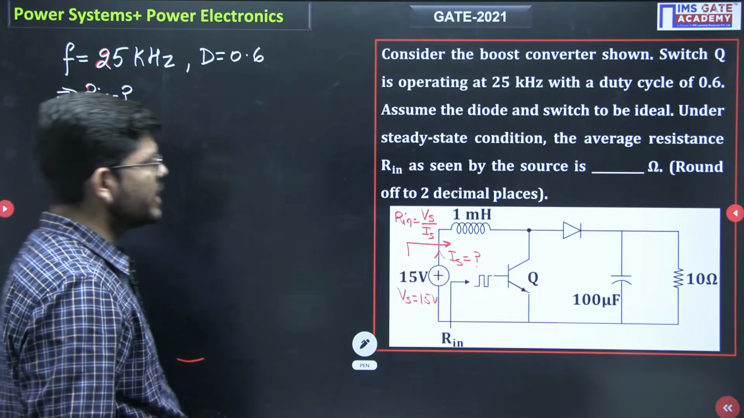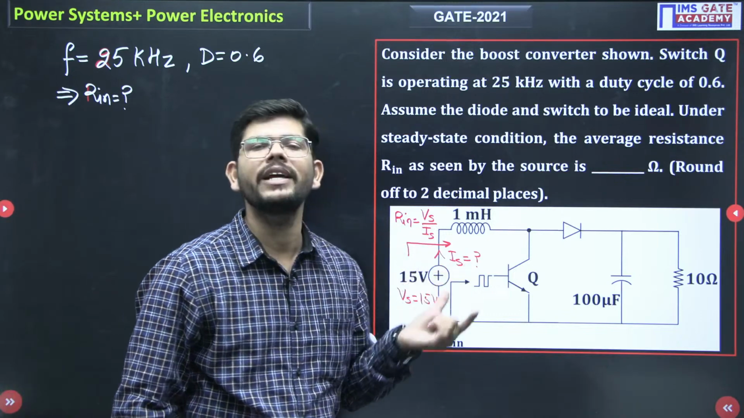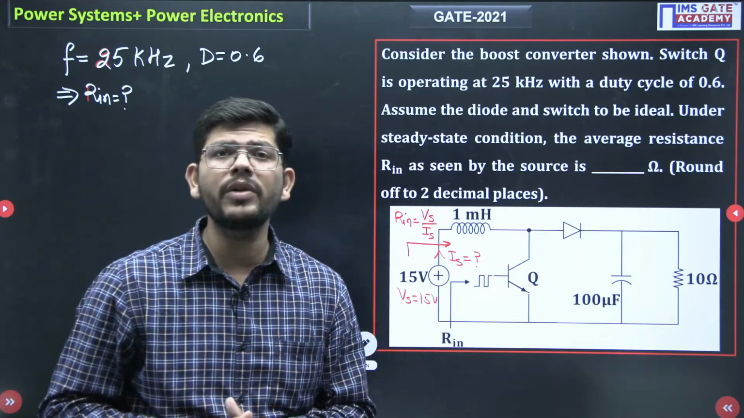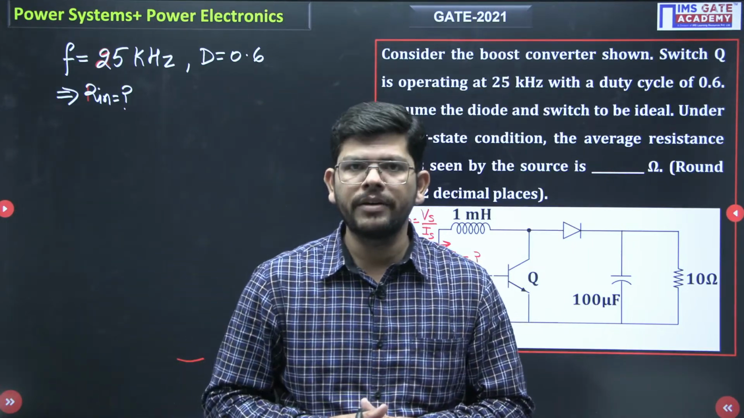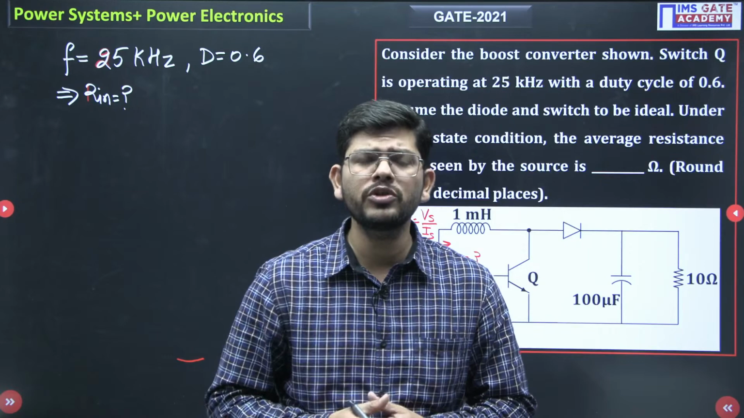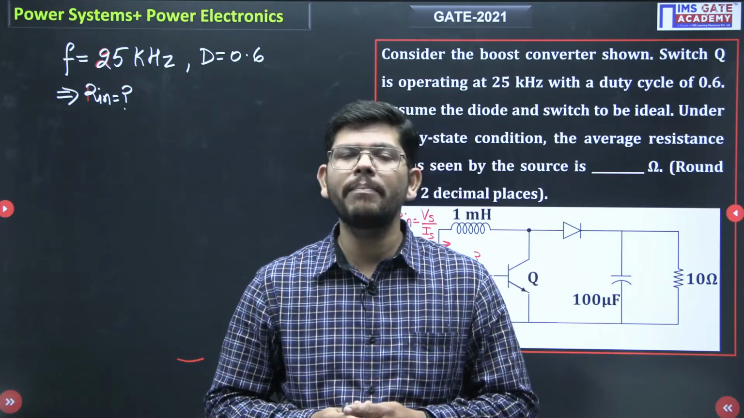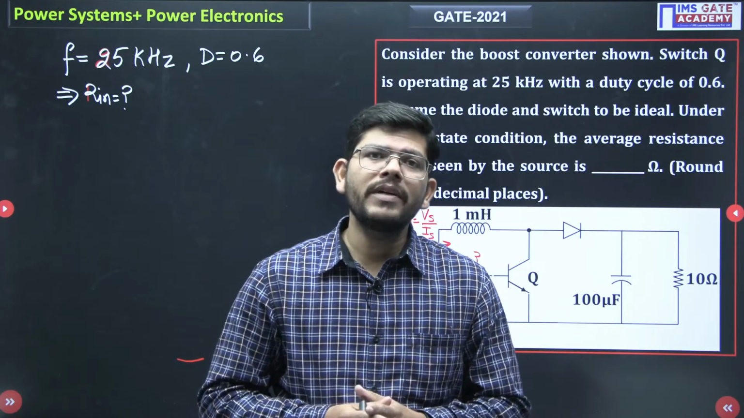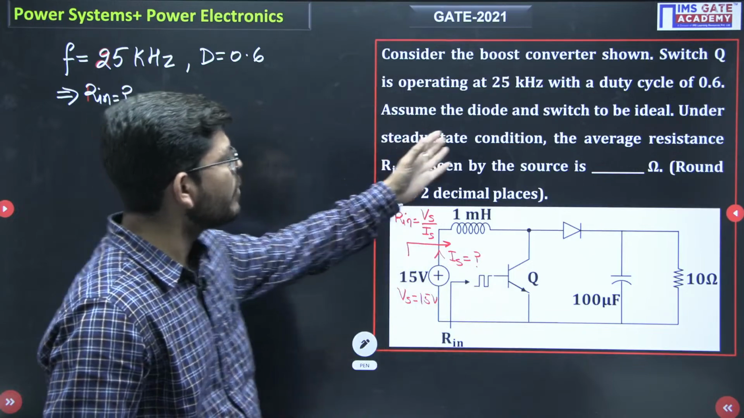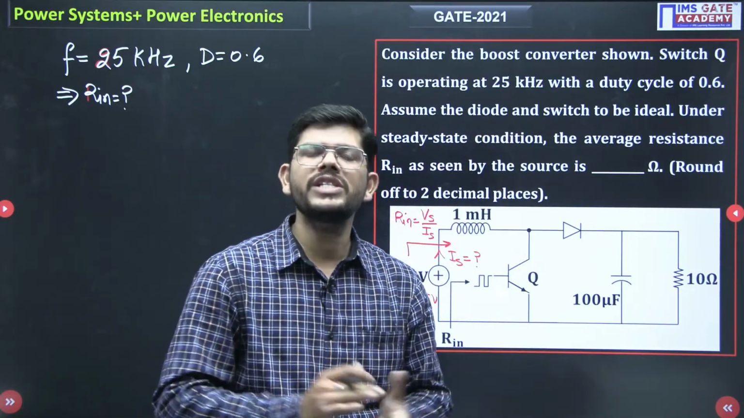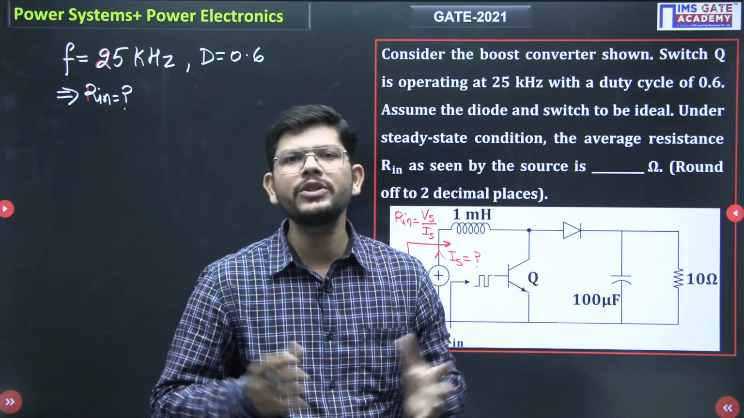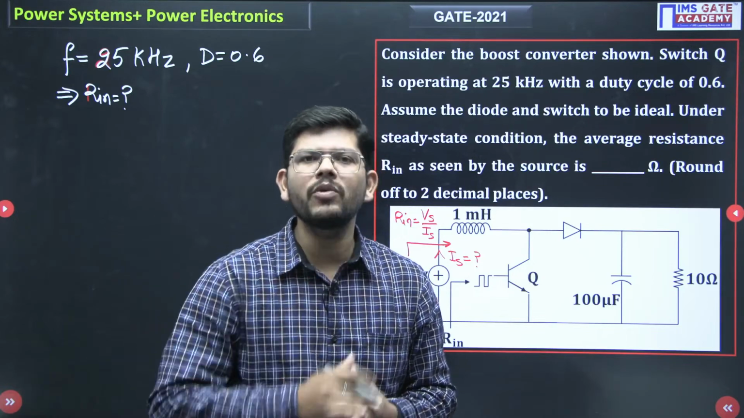For calculation of input resistance we require the value of source voltage and source current. Source voltage is already given. Now we have to calculate what will be the value of source current. So whenever we have to find the value of source current in buck or boost converter, the one thing that we are going to apply here is that output power is exactly equal to the input power. And the supporting statement we have in the question, that assume ideal diode and switch. So if the switch and diode are ideal, there are no losses in diode and switch. So we can assume that output power is exactly equal to the input power.